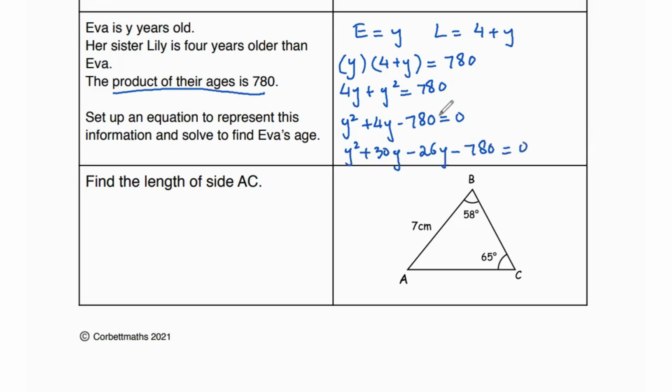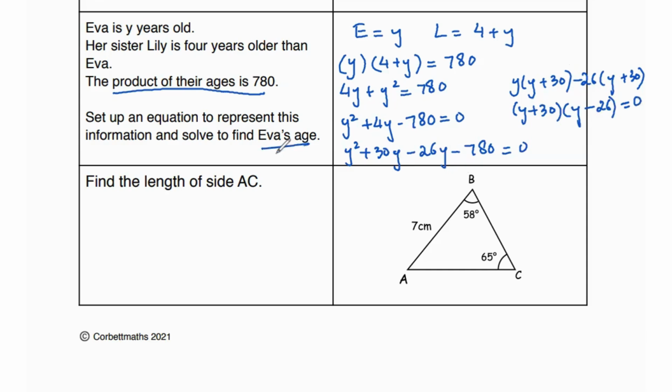Now I know 780 is a very big number, so it might get really confusing when you're trying to find the factors for it. So if you think that would be more time consuming for you, which it might be, just directly go for the quadratic formula and solve it using that. So we continue the factorization. Y times (Y plus 30) minus 26 times (Y plus 30) equals 0. So (Y plus 30) times (Y minus 26).